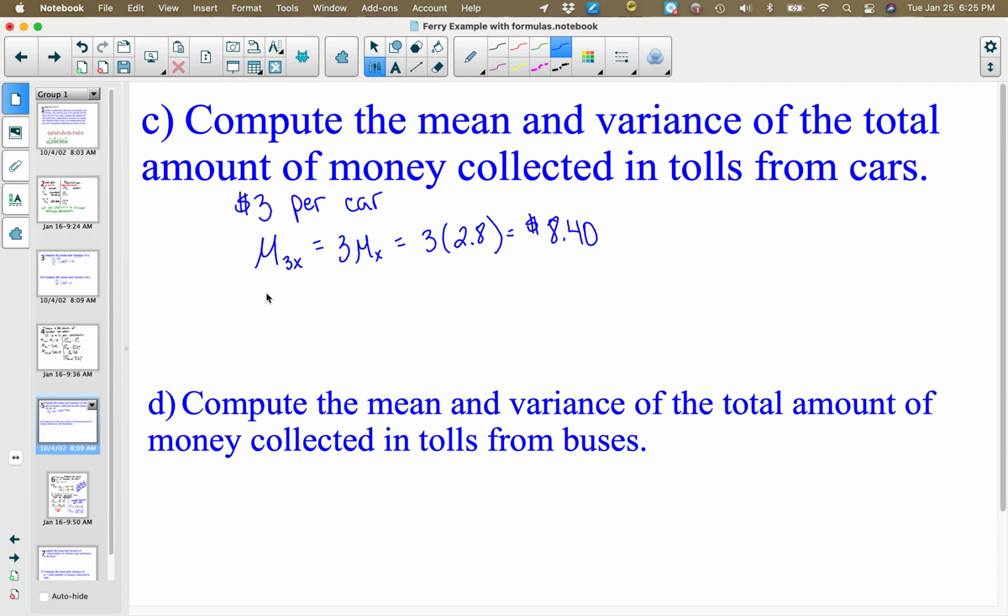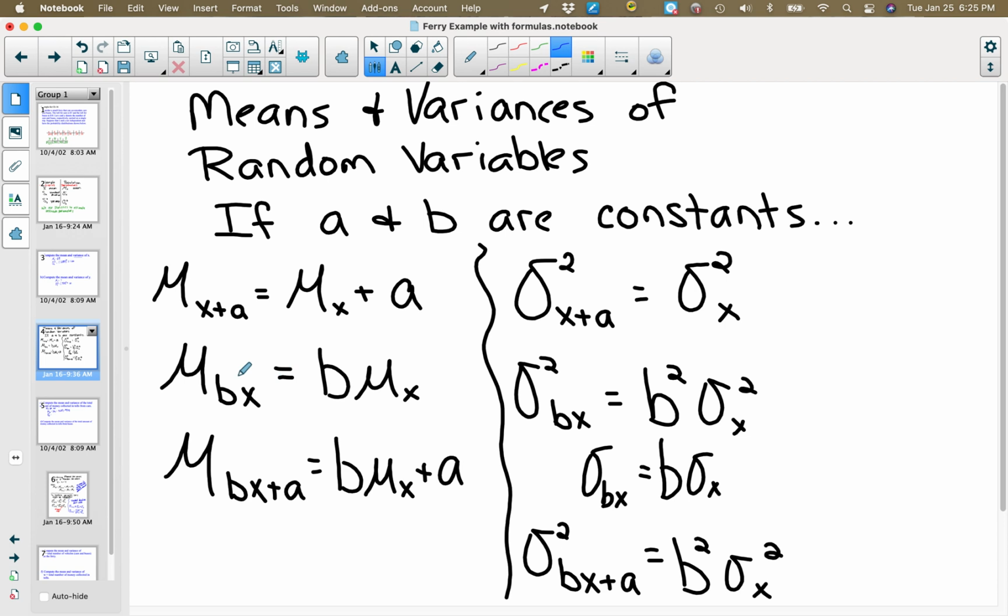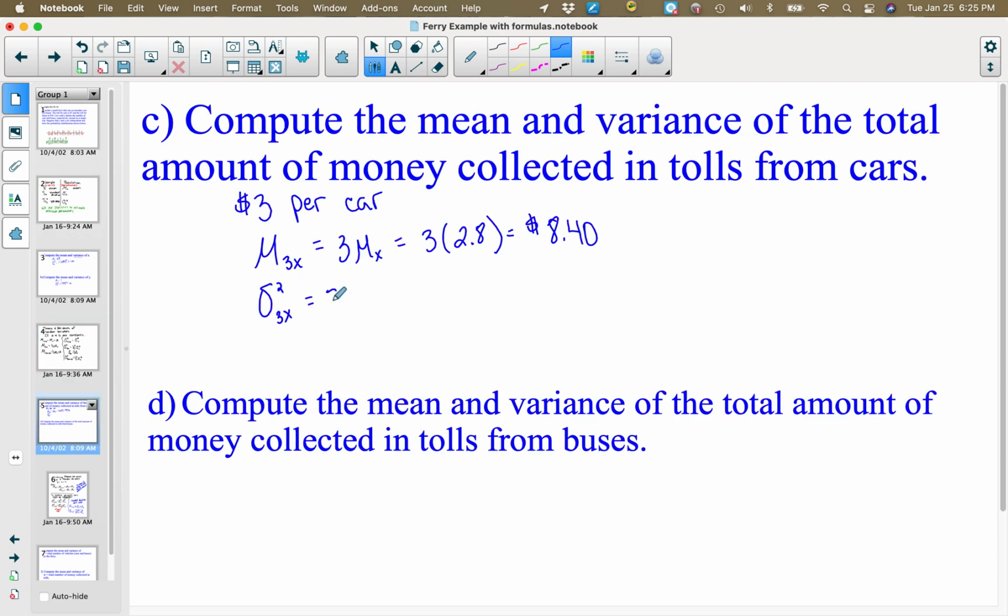All right, next we want sigma squared of 3x. If you look back at the formula, we're going to take b squared times sigma squared of x. So that's going to be 3 squared times sigma squared x. So we get 9 times 1.66, which is about $14.94. Okay, so that's how you could use the formulas for that situation.